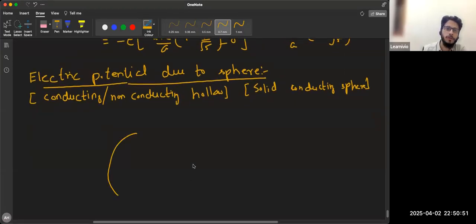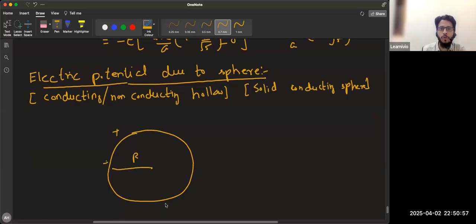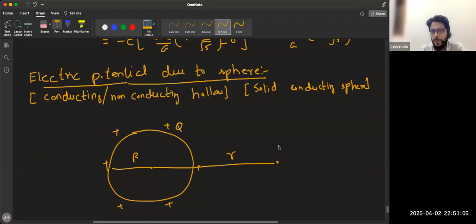So this is a sphere. The radius of the sphere is capital R. The charge distributed over the sphere is Q. Due to the sphere, first you have to calculate potential outside the sphere. So when you calculate potential outside the sphere, this is kQ by r. A point outside the sphere will behave like a point charge.